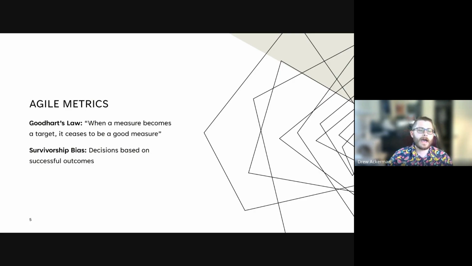So when we're talking about agile metrics, there's two main things that really stood out. And one is Goodhart's law, which is when a measure becomes a target, it ceases to be a good measure. And that's this idea that sometimes you set out with these great measures. You say, we're going to really look at something like, again, velocity, for example. And as long as velocity is increasing, we're doing really good. It's a good measure.